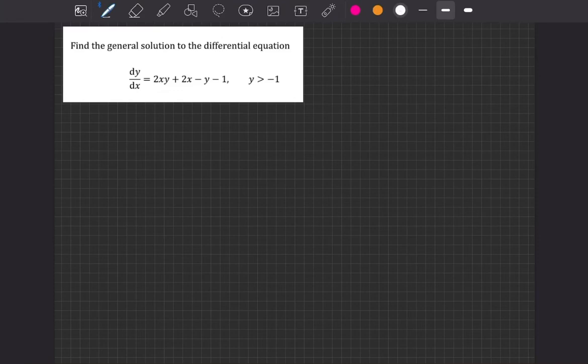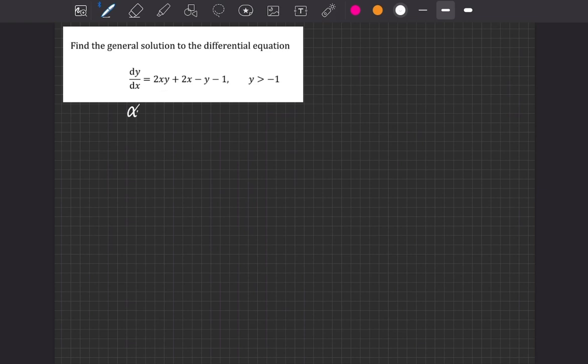Hello, today I'm going to show you how to find the general solution to this differential equation. So we're going to use separation of variables, so what we need to do is bring all of our y's to the left hand side and everything else to the right hand side. So we'll start off by factorising and we'll bring all the y's out that we can.